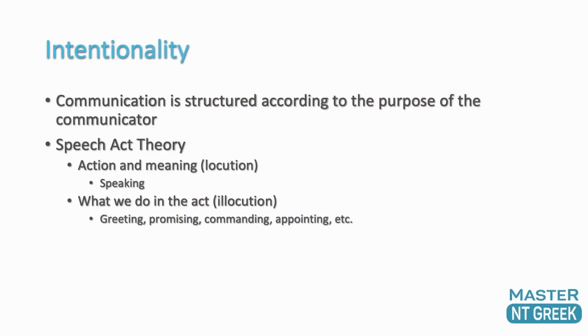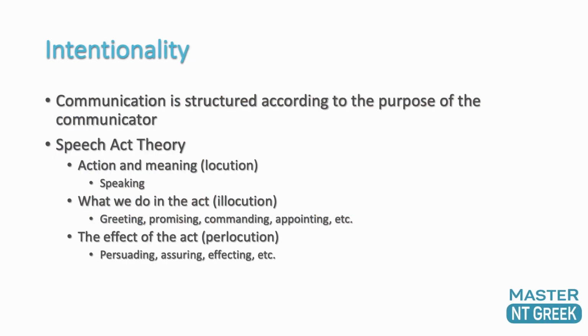The third element is called the perlocution, and this refers to the effect of the act. So again, if we were to say, I pronounce you husband and wife, the perlocution of that is to say to the congregation, now we want you to welcome this new union, this new union of marriage. And so that would be the effect of that particular act.